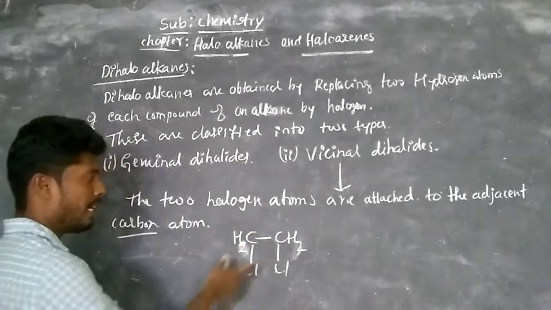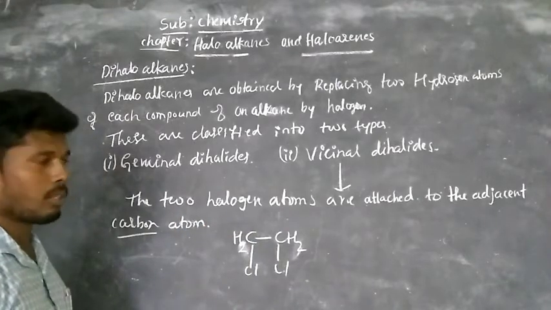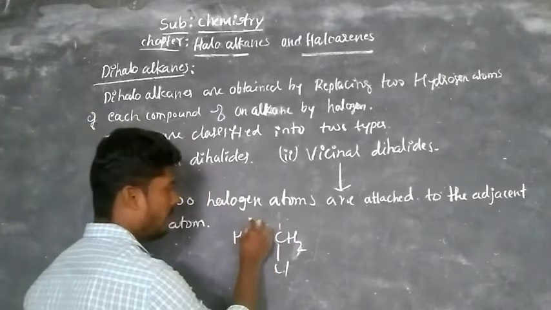Okay, vicinal dihalides is nothing but two halogen atoms are attached to the adjacent two carbon atoms, called vicinal dihalides. Its name is 1,2.